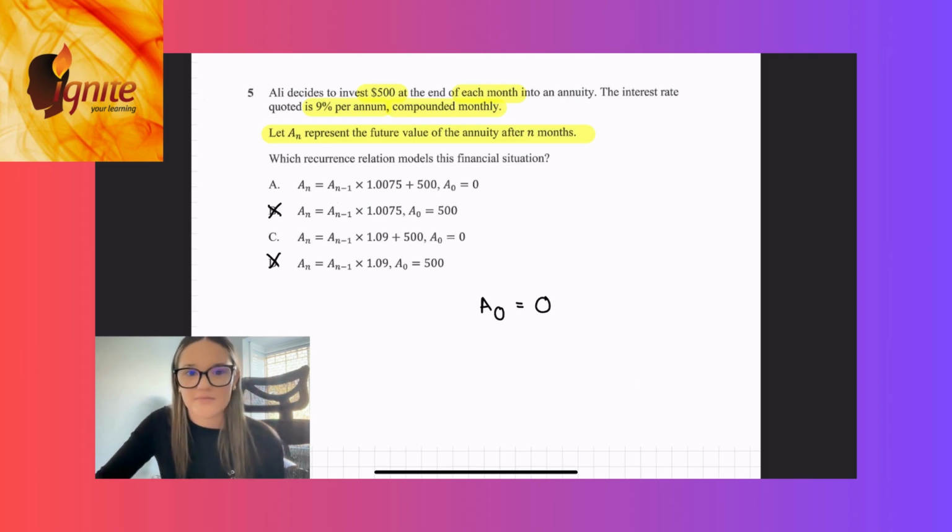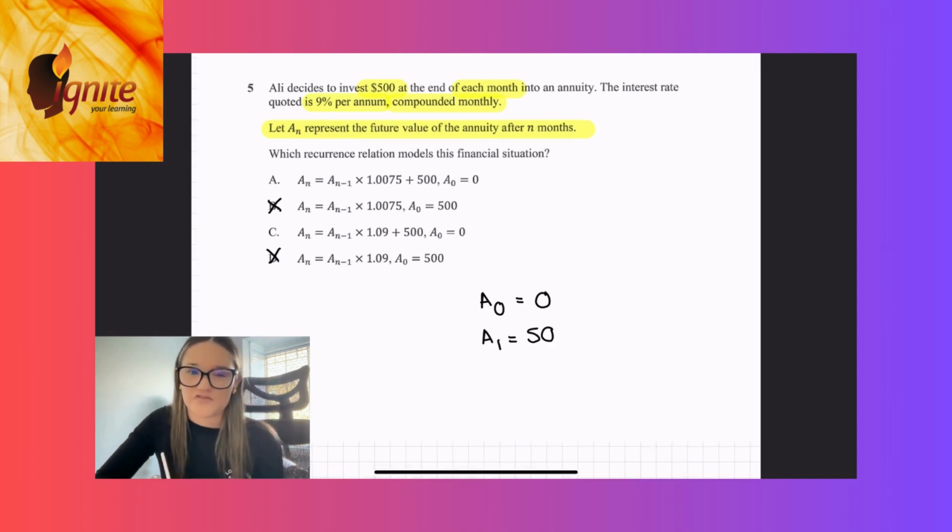We can then see what happens when we go to the value of the annuity after 1 month and after 2 months. So after 1 month, because she's investing $500 at the end of each month, we can say that that's going to be after the interest is put into the account. So she's just going to have $500 sitting in her account. So no interest has been accumulated yet.